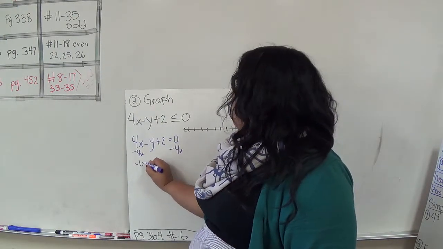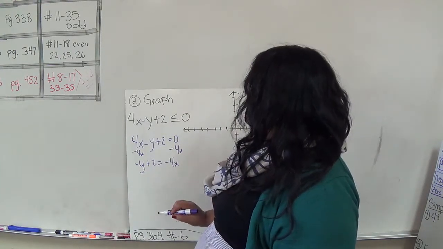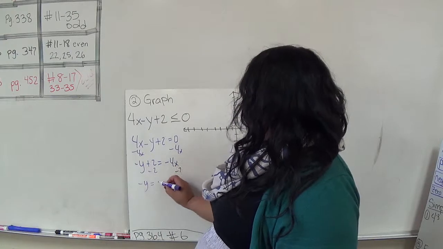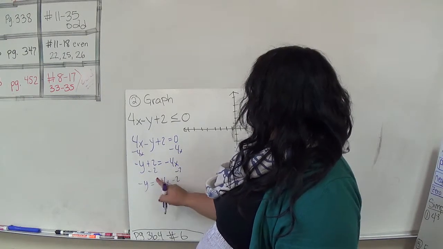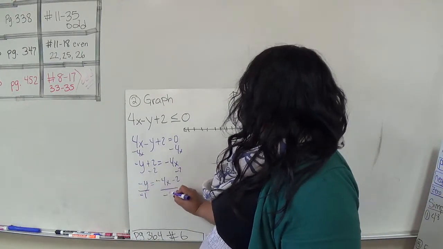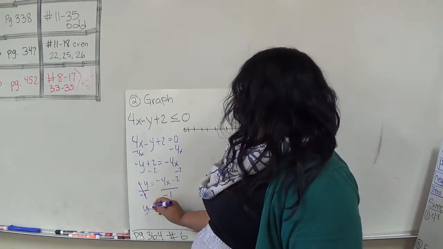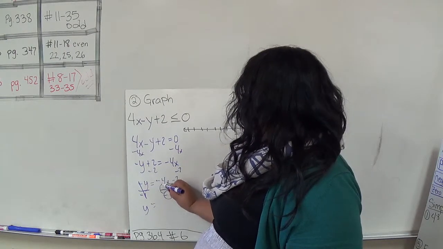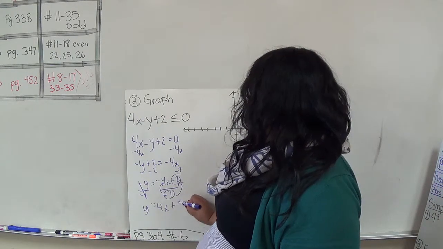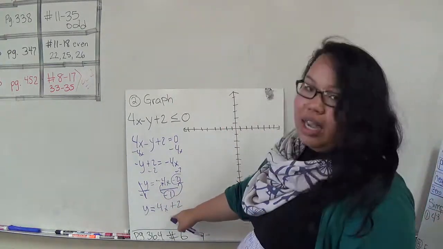I end up with -y plus 2 equals -4x. And then minus 2 on both sides, I end up with -y equals -4x minus 2. Now, the y can't be negative, so I have to divide this whole thing by -1. These cancel out, and I end up with just y. Then -1 times -4 gives me a positive 4x, and -1 times -2 gives me a positive 2. So first I've changed it to an equal sign, and I'm just going to graph this.